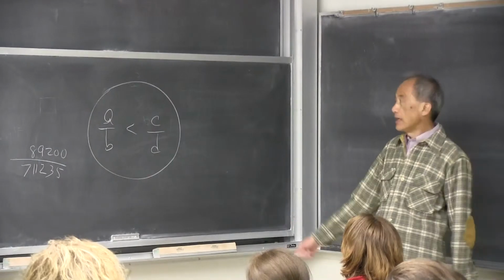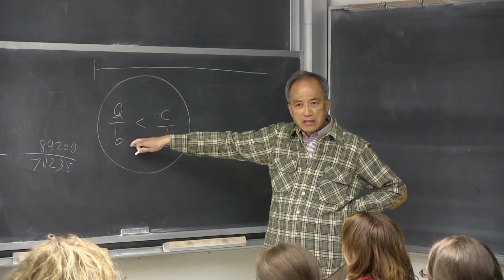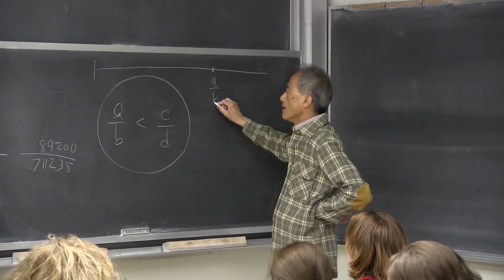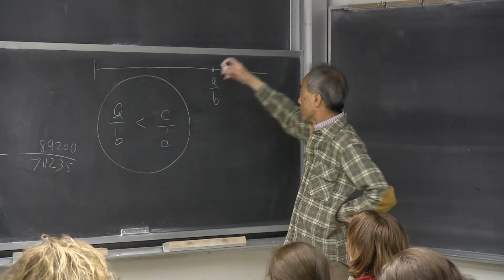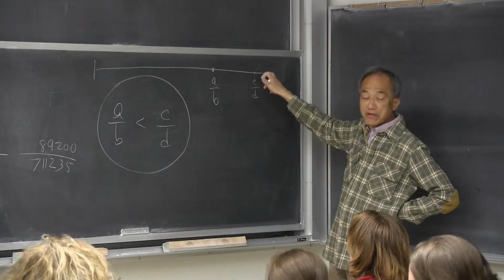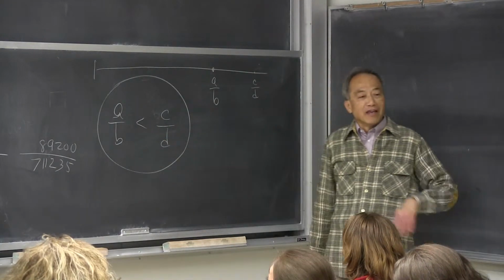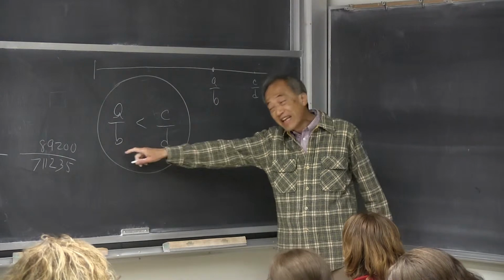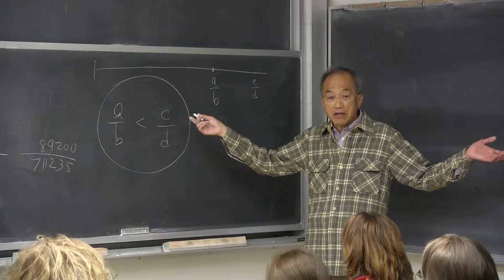So now come back to the number line. What is A over B? It's a certain point on the number line. It's to the left of the other one, right? So it's a certain point here. C over D is also a fraction, also some point on the number line. In this case, this point is to the left of this point. When this happens, that's what we mean by this: this point on the number line is to the left of this point on the number line. That's clear cut.